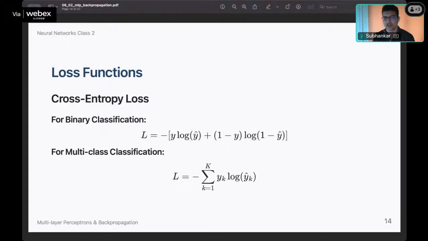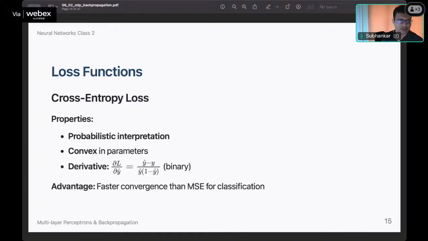Multi-class classification. The previous equation works because we have only 2 classes. If we have more than 2 classes, we have to use the equation below. It's almost similar.